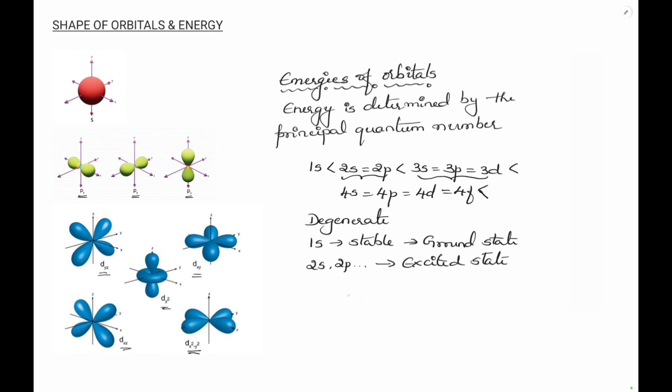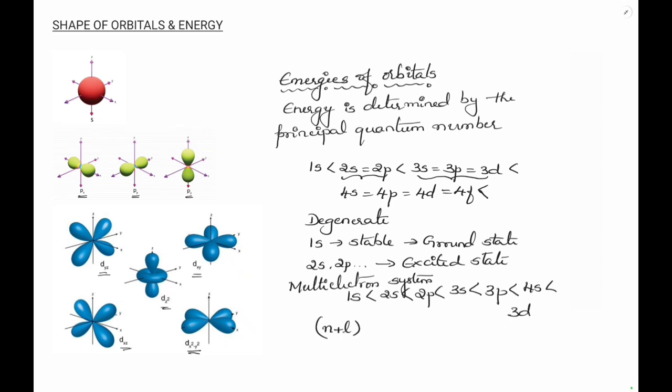For multi-electron system, the energy order is 1s lesser than 2s lesser than 2p lesser than 3s, which is lesser than 3p lesser than 4s, which is lesser than 3d. This is the order for multi-electron system. It is told based on the value of n plus l. If n plus l value is lower, then the corresponding orbital should have lower energy. If an orbital has the same n plus l value as another orbital, then the one which has lower value of n will have lower energy.